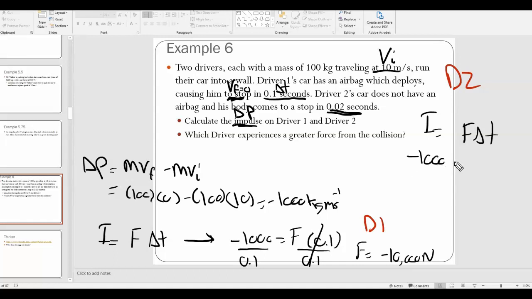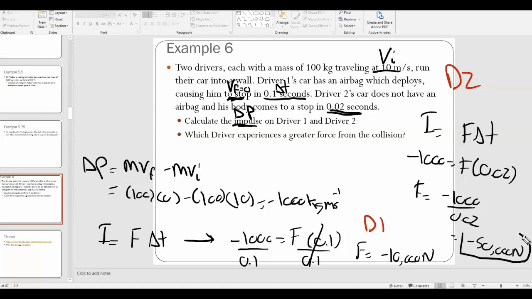Less time to stop is bad in this situation, because when we go to divide to find the force, we have negative 1,000 divided by 0.02, and we actually get negative 50,000 newtons on driver 2. Okay, and so we see a very real-life application of the impulse momentum theorem here.